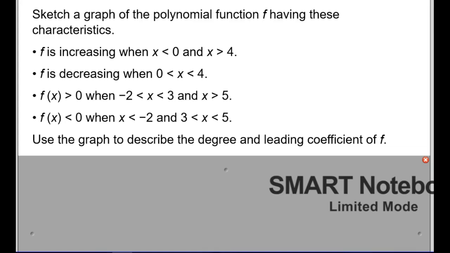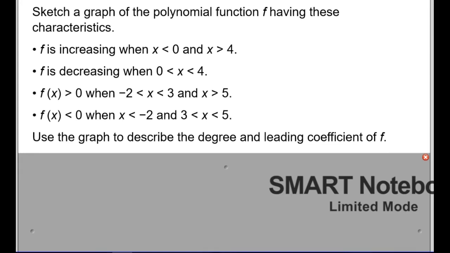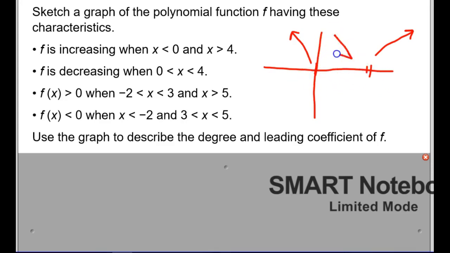Okay, so here I'm given some characteristics of this graph, and I have to sketch what the graph looks like. So here's what we can look at. f is increasing when x is less than 0 and when x is greater than 4. I like to draw myself a little hint here. So when x is less than 0, it's going to be increasing, and we're going to say that this is 4. It's also going to be increasing on this side. So it's decreasing between these two, between my 0 and 4. So here it's going to be decreasing.